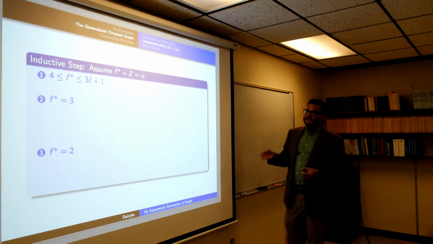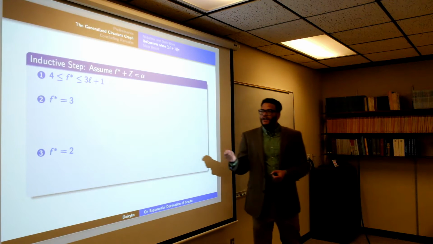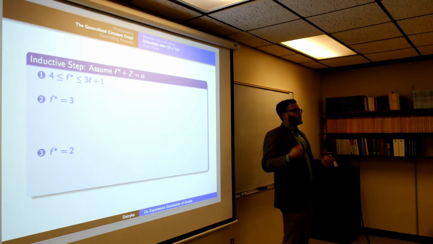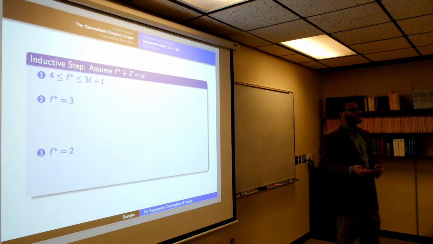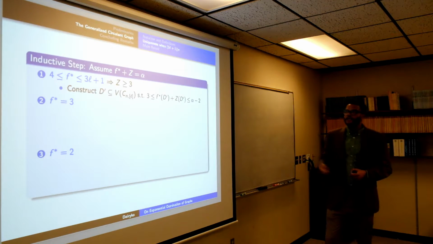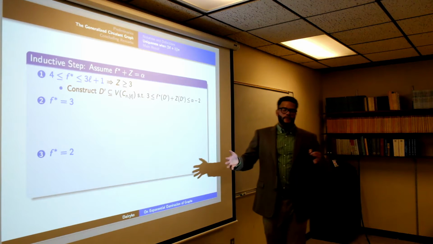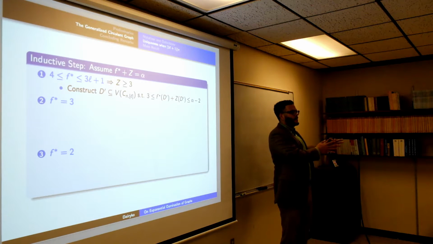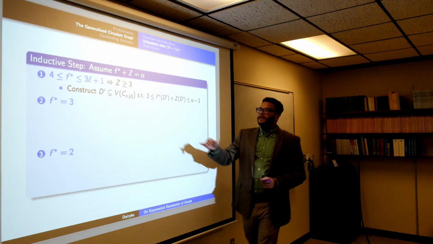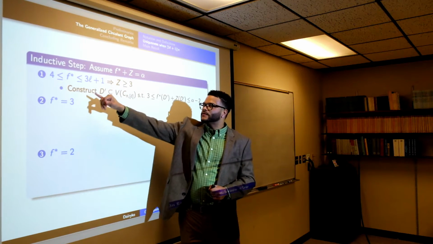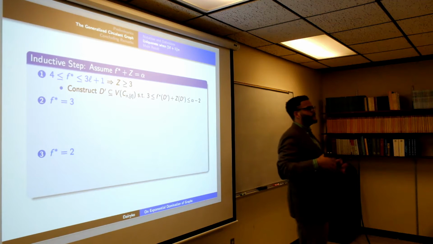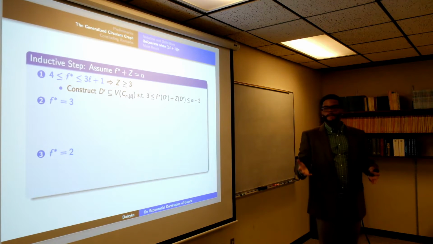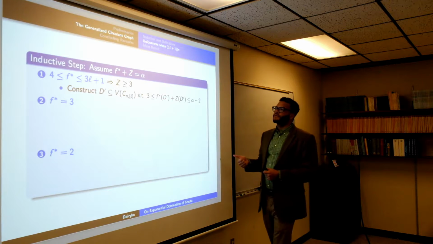Now I have three subcases. I have f star being bounded below by 4 and bounded above by 3l plus 1. I have f star being equal to 3 and then f star being equal to 2. All right. So in the first case, remember before I said that I have a set that has size m. So counting-wise, if f star is at least 4, then that means that z has to be greater than or equal to 3, or else I'll have a set that has size more than m. So that's why I have z being greater than or equal to 3.